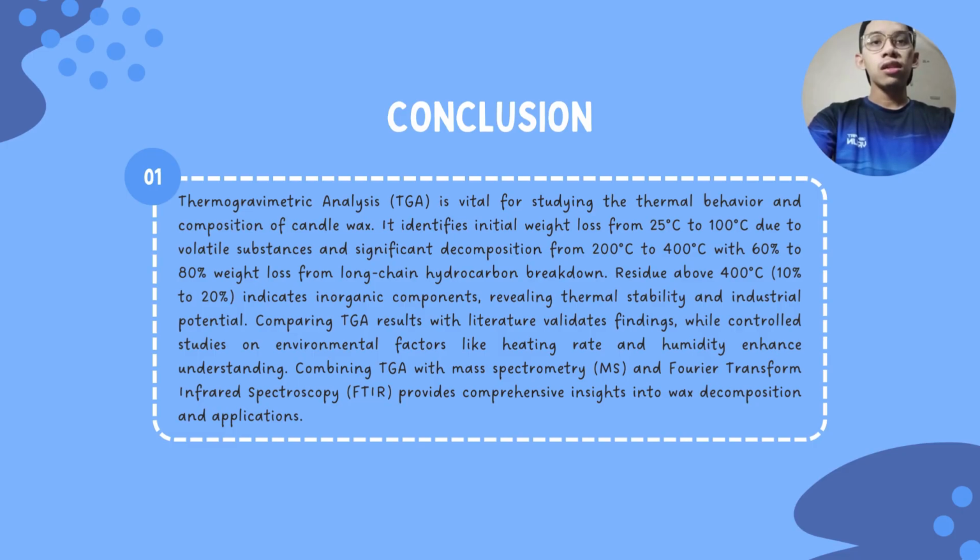For the conclusion, thermogravimetric analysis (TGA) is vital for studying the thermal behavior and composition of candle wax. It identifies initial weight loss from 25 Celsius to 100 Celsius due to volatile substances and significant decomposition from 200 Celsius to 400 Celsius with 60% to 80% weight loss from long-chain hydrocarbon breakdown. Residue above 400 Celsius, 10% to 20%, indicates inorganic components, revealing thermal stability and industrial potential.